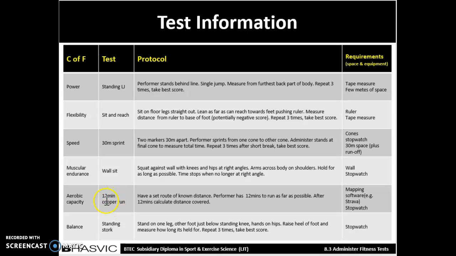Next is the 12-minute Cooper run to measure aerobic capacity, and this is particularly important as a person who enjoys running, to measure their aerobic capacity by running.